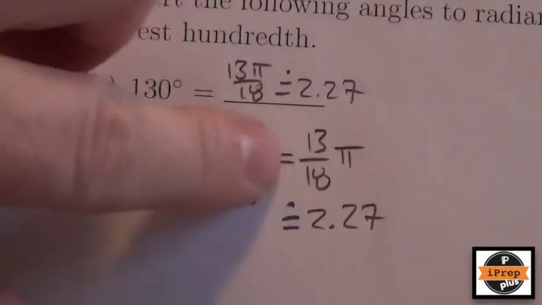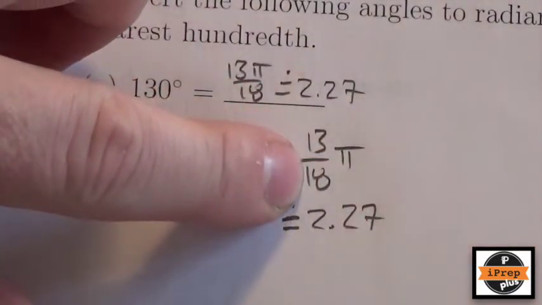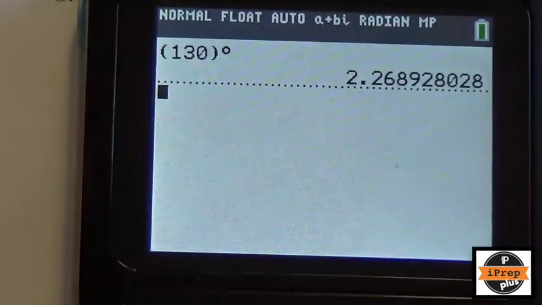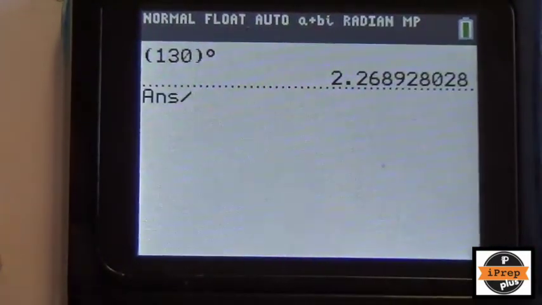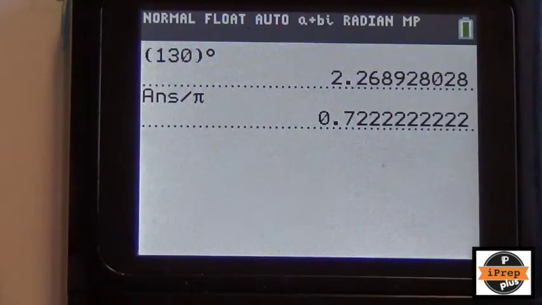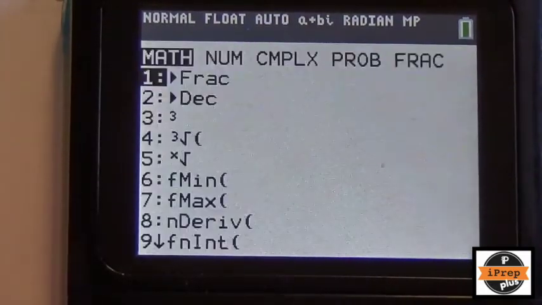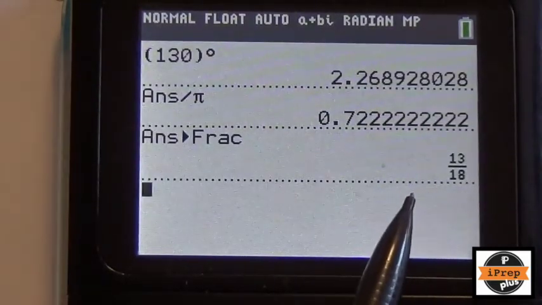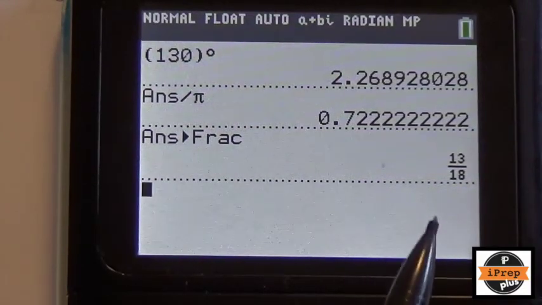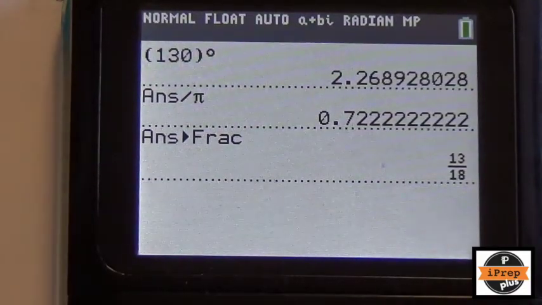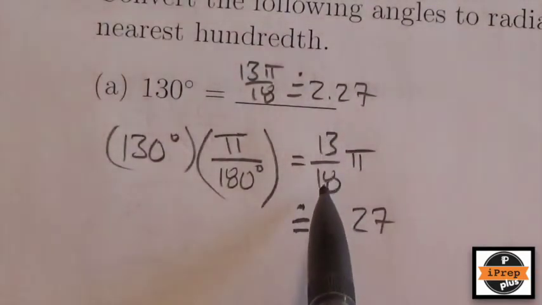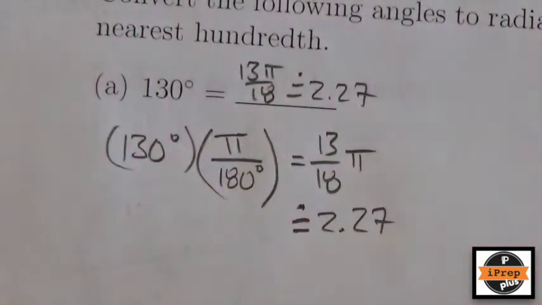Look over here, I already know that this is supposed to be 13 over 18 times pi. That pi is creating this bizarre decimal. So out of that angle, I'm going to divide out the pi. Now, if I go to my math menu and convert to fraction, I get 13 over 18. And now what I can do is put that pi back in. But don't put it in as a decimal value, put it in as the pi symbol, and then you would get 13 over 18 pi.